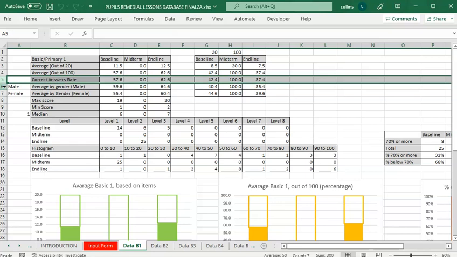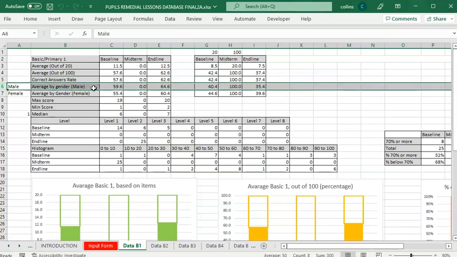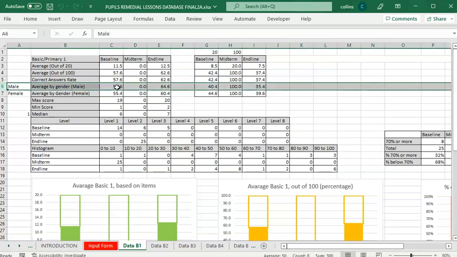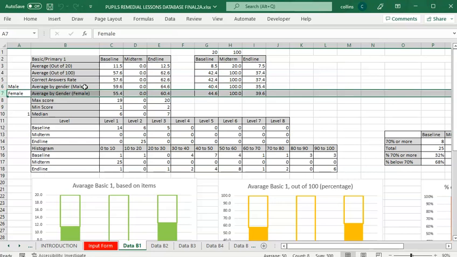It goes on. Then we can also deduce the average by gender, male. What was the average performance for males? This was calculated by adding all the scores for the boys in basic 1, because we are using data or records for basic 1, right? So data for basic 1 as far as males is concerned is 59.6. Female was 55.4%. So here too we can find out the variation between the males and the females. Okay, and then compare it to that of the endline assessment and see whether there was an improvement or otherwise.